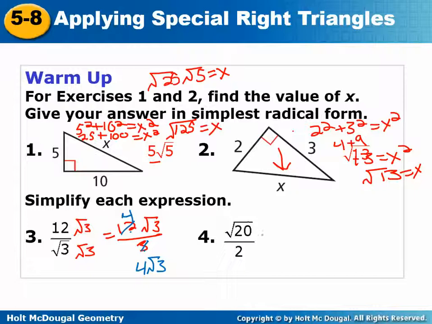In number 4, we have to rewrite the square root of 20 as the square root of 4 times the square root of 5. But the square root of 4 is 2. So we'd have 2 square root of 5 divided by 2. And again, these will cancel. Nothing happens inside the square root, so this will just simplify to the square root of 5.